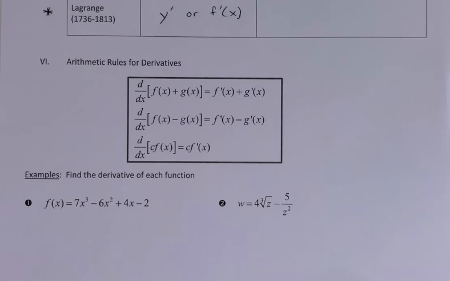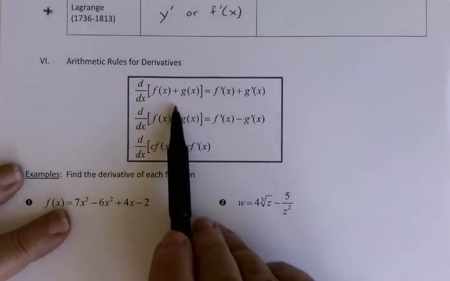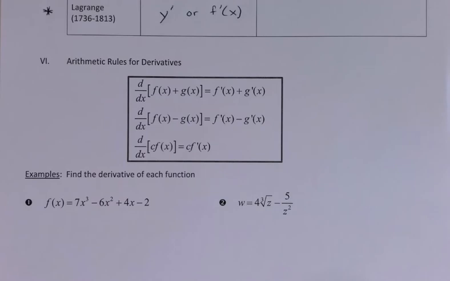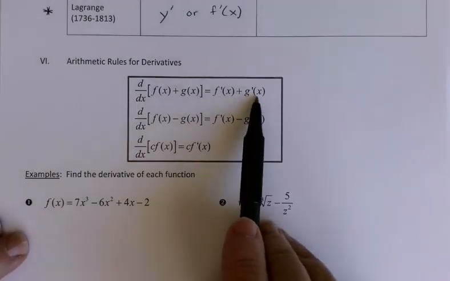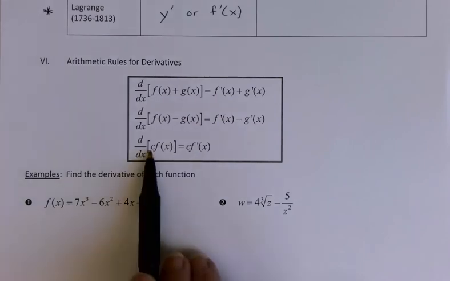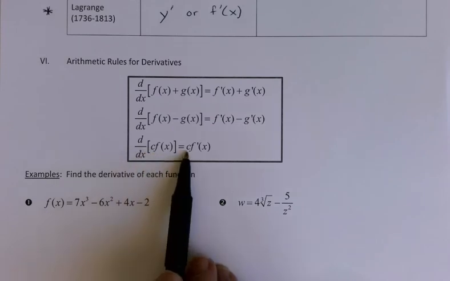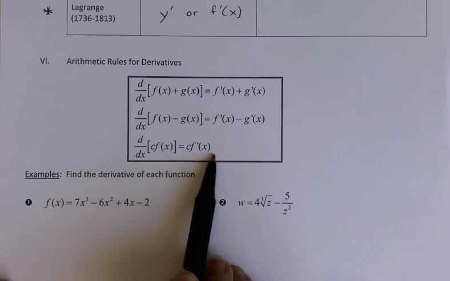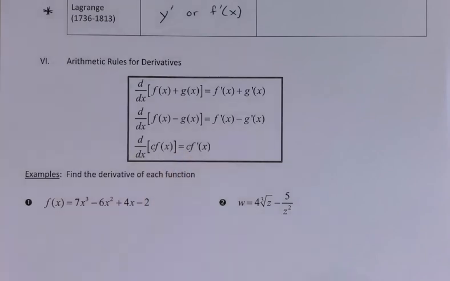We will be relying on some arithmetic rules for derivatives, and notice that some of these are going to look very similar to the limit rules that we learned. If you have the sum or difference of two functions, you can just find the derivative of each term separately and add or subtract to get your final answer. If you have a constant multiple of a function, that constant multiple can get pulled out, just like we did with the limits, and you can have that constant times f prime of x.